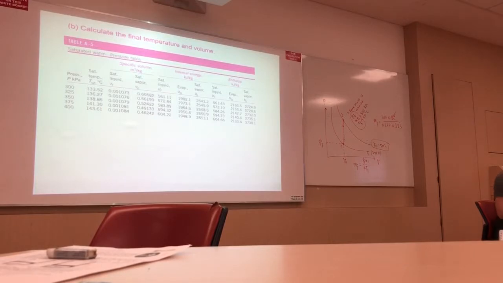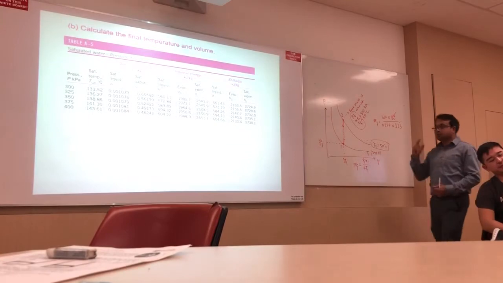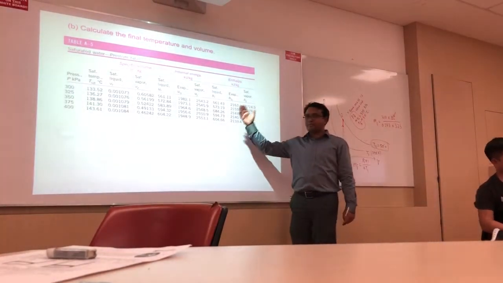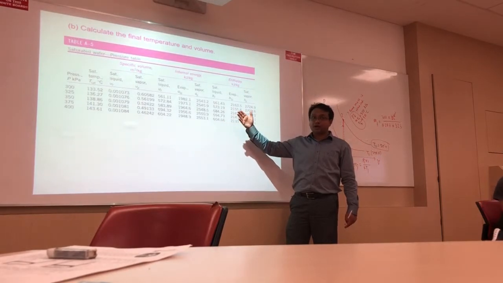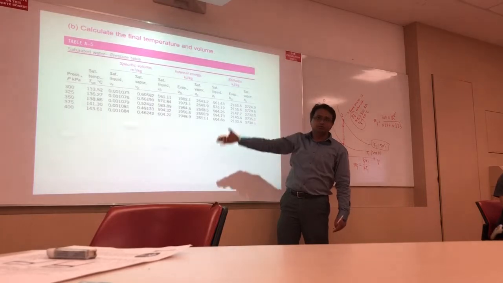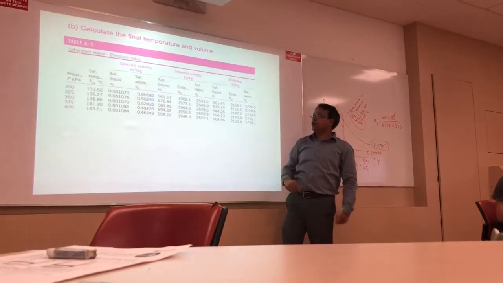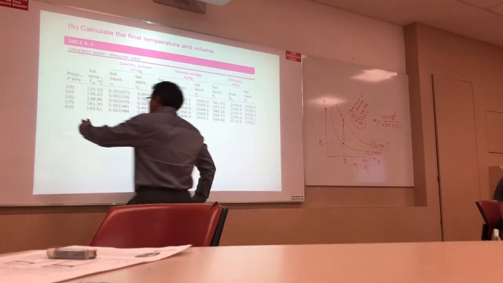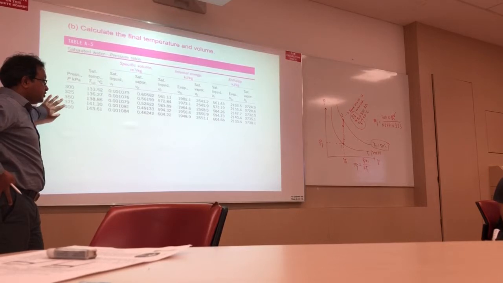So now calculate the final temperature and volume. How to know? You remember the question first time? Put on a stopper. When the pressure becomes 400, it goes moving up, and the final volume is double the initial volume. Okay, so here, what is the final pressure? So what is the V3? I know V3, right?